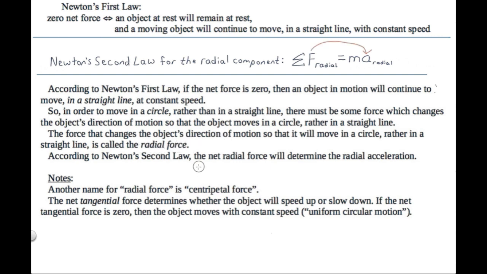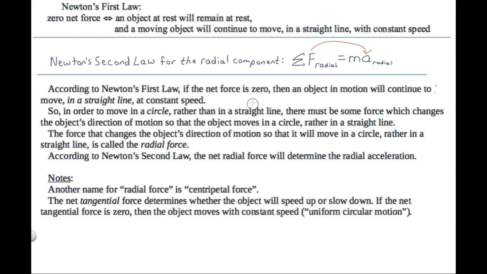Of course, there could be more than one force in the radial component. According to Newton's second law, the net radial force will determine the radial acceleration. Again, to repeat that key idea, according to Newton's second law, the net radial force will determine the radial acceleration. These are key ideas for understanding circular motion, so I suggest that you pause the video and study these ideas for a bit.